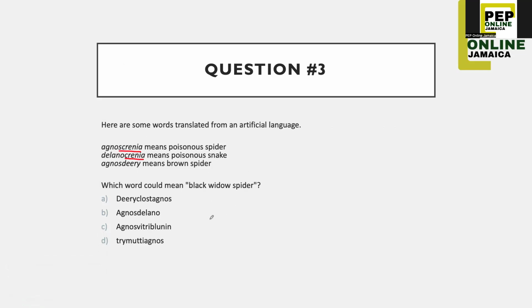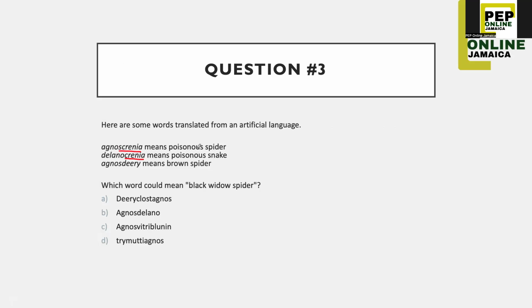Now, another thing that we are seeing that is common is the spider, right? Now, if the poisonous is at the back, where do we expect the representation of spider to be? At the front, even though it's at the back of the English word.